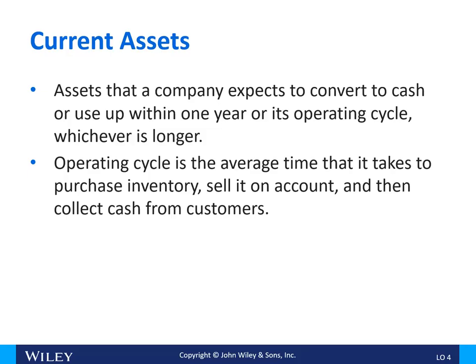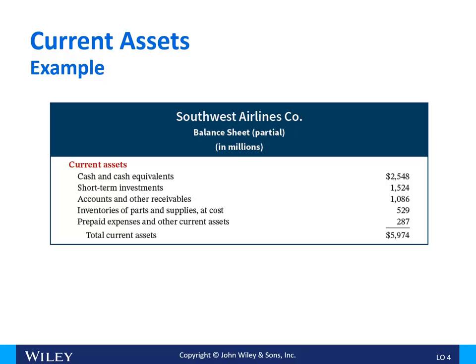So usually it's a year that we look at for current assets. There are some industries where the operating cycle may be longer than a year, so they would use that longer period to define their current assets. Okay, so let's look at Southwest Airlines, the partial balance sheet, and the current assets section.